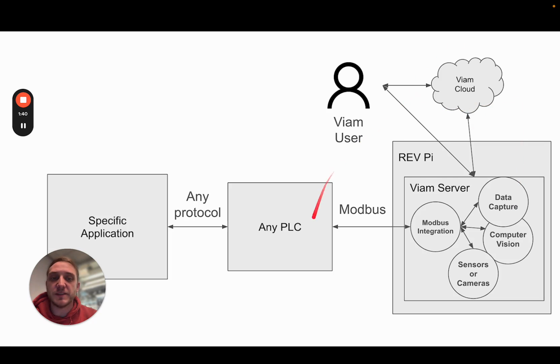In this PLC integration example, we use the Modbus integration to connect all of these modules to any PLC. Downstream of the PLC, any customer application can be tied in, so you can use Viam modules to influence or simply record information from customer-specific applications.